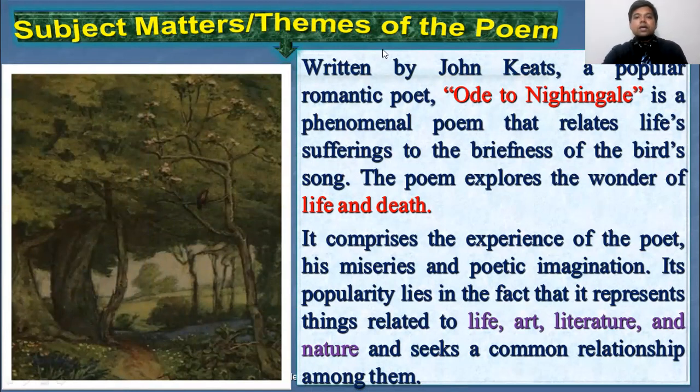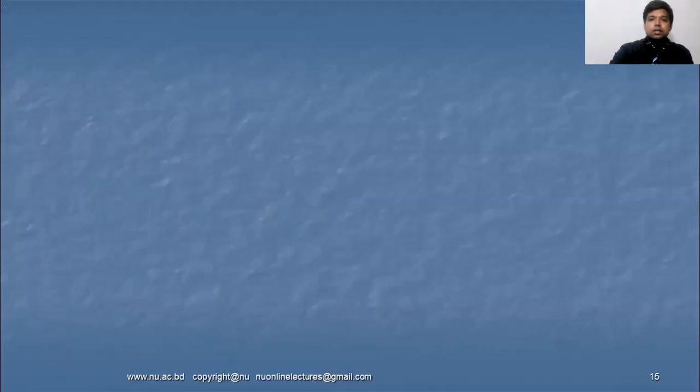optimism. So here in Ode to a Nightingale, you will find they explore the wonder of life and death. It comprises the experience of the poet, his visions and poetic imagination. And its popularity lies in the fact that it represents things related to life, art, literature and nature. So this idea, life, art, literature and nature, you also find in this poem.